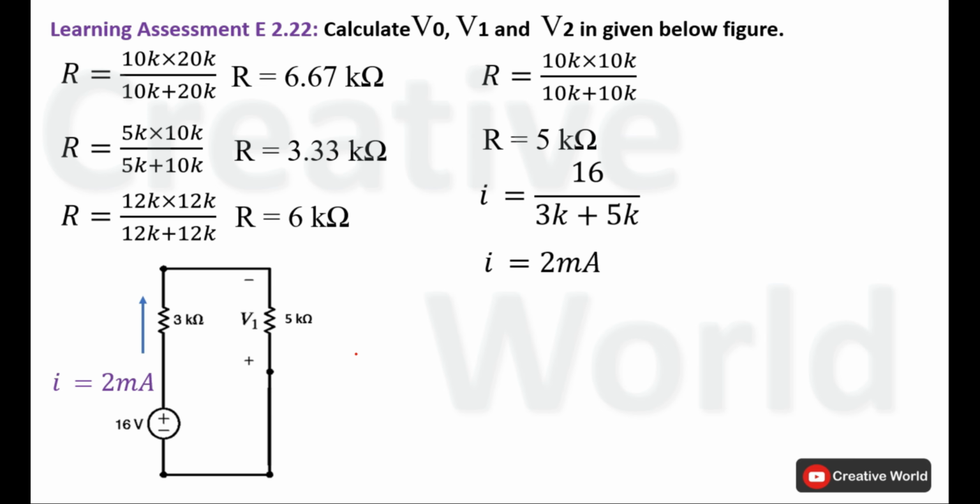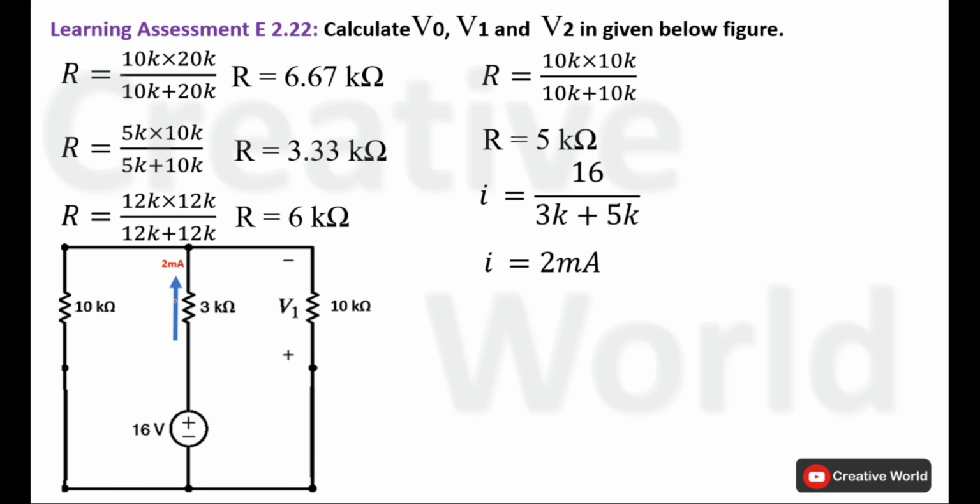We will go back in steps to calculate all branch current. Rather than taking this 5 kilo ohm resistance, we will use 10 kilo ohm resistances that will be connected in parallel. This 2 milliampere current is going to this node and distributing among these two branches. We can use current divider rule to calculate these two branch currents. First, label these branch currents. This one will be I1 and this one will be I2.